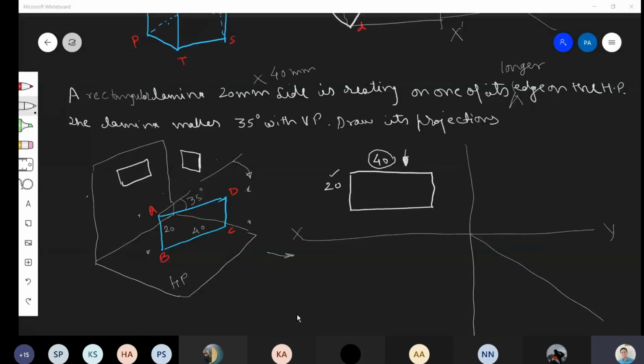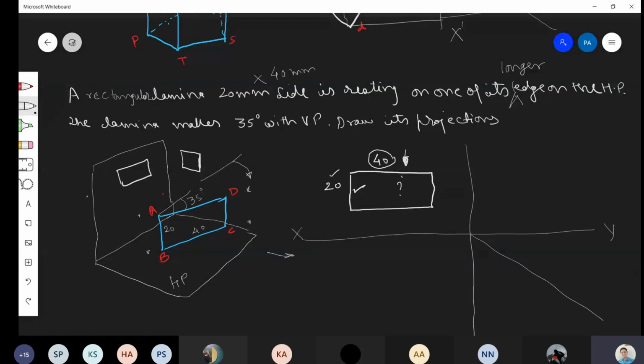But this horizontal length, which is 40, is reducing and it is becoming 0. But we are not making it perpendicular to VP, so it will not be 0. It will be less than 40. So we cannot draw the front view here because we don't know this distance. ये कितना है पता नहीं हमको. So we cannot draw it. ठीक है. What we can draw is only this line. बाकी की 3 लाइन हम draw नहीं कर सकते.